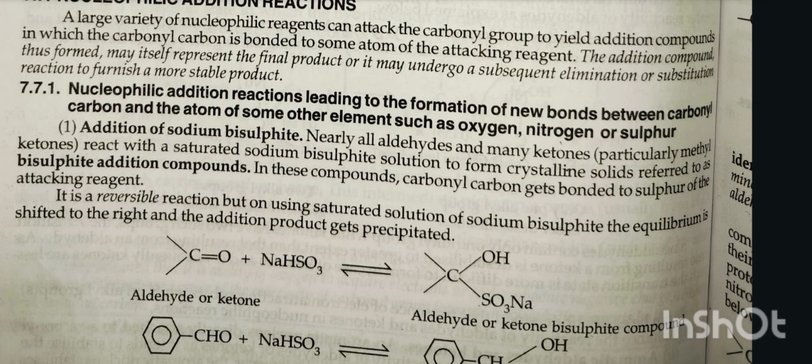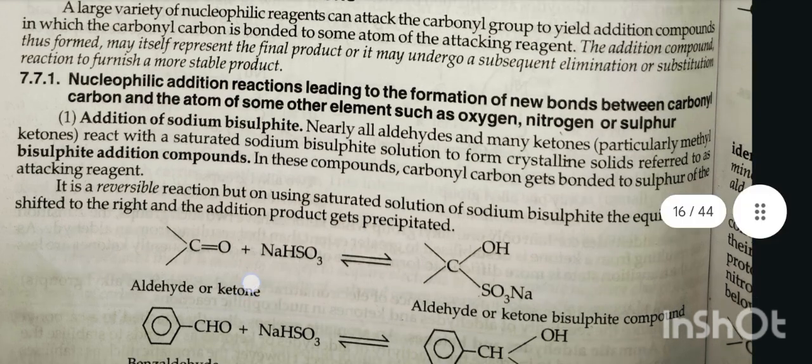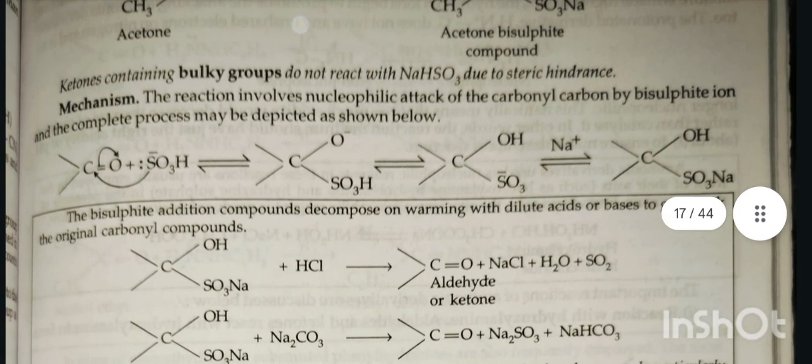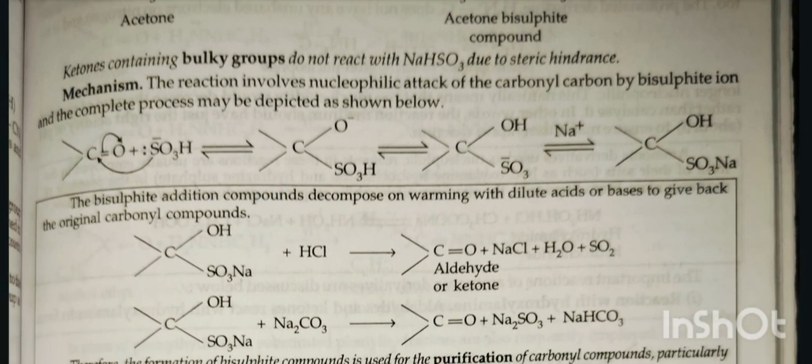Crystalline solids referred to as bisulfite addition compounds. In these compounds, the carbonyl carbon gets bonded to the sulfur of the attacking reagent. It is a reversible reaction, but on using a saturated solution of sodium bisulfite, the equilibrium is shifted to the right and the addition product gets precipitated. Ketones containing bulky groups do not react with NaHSO3 due to steric hindrance.